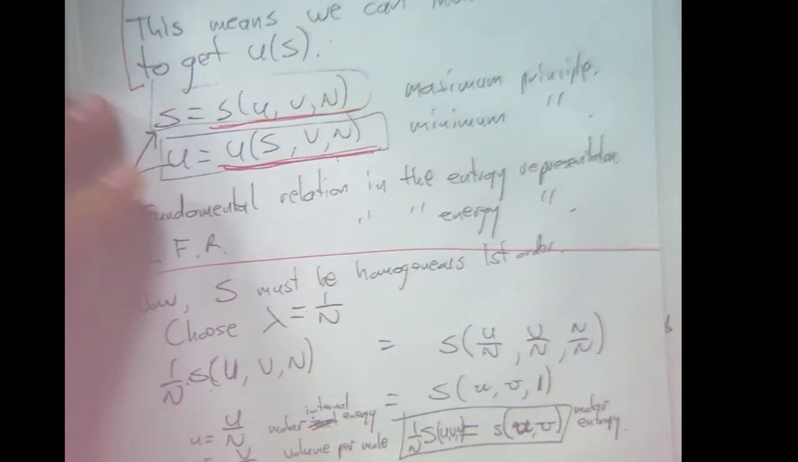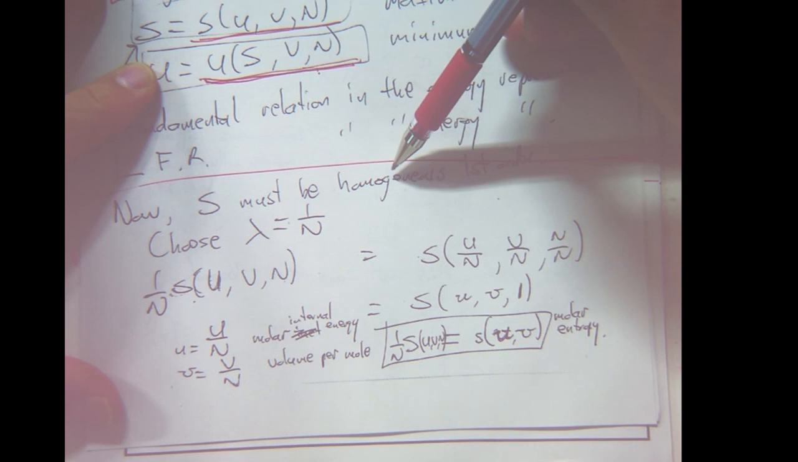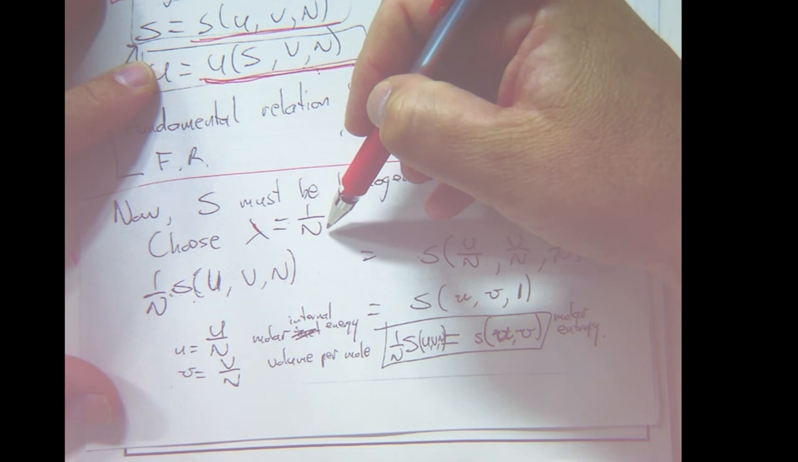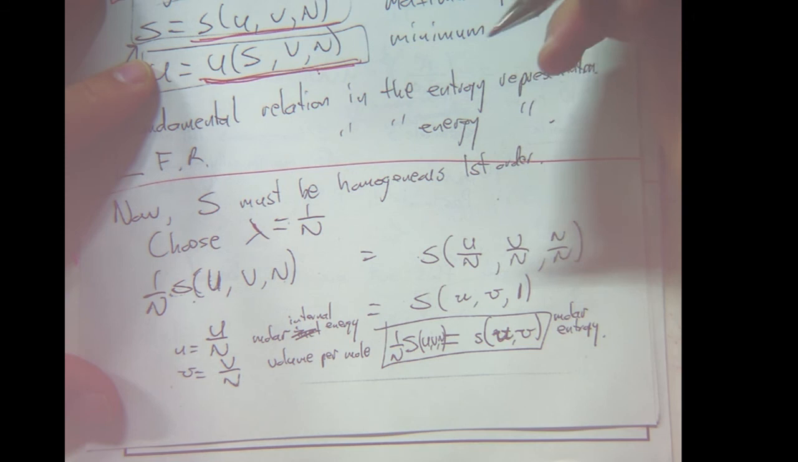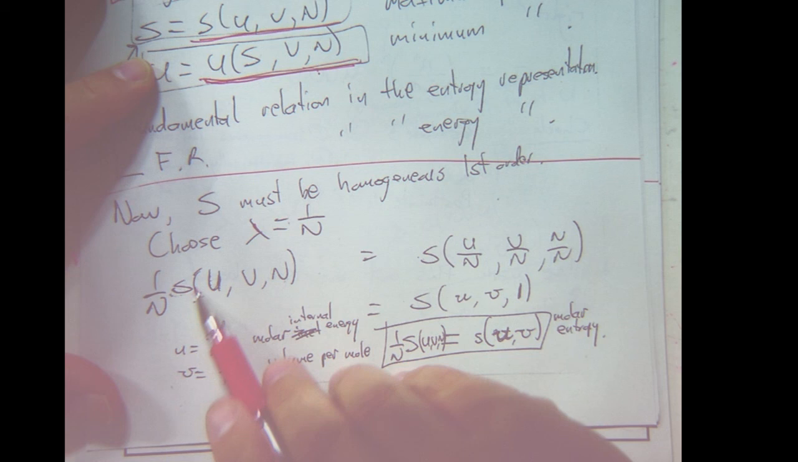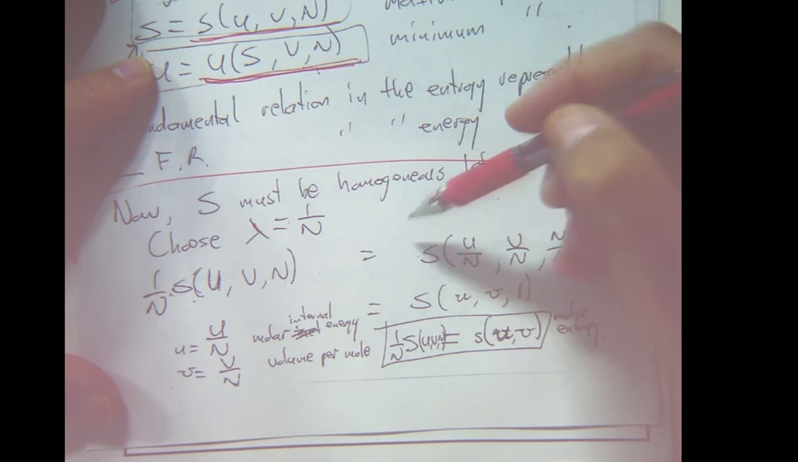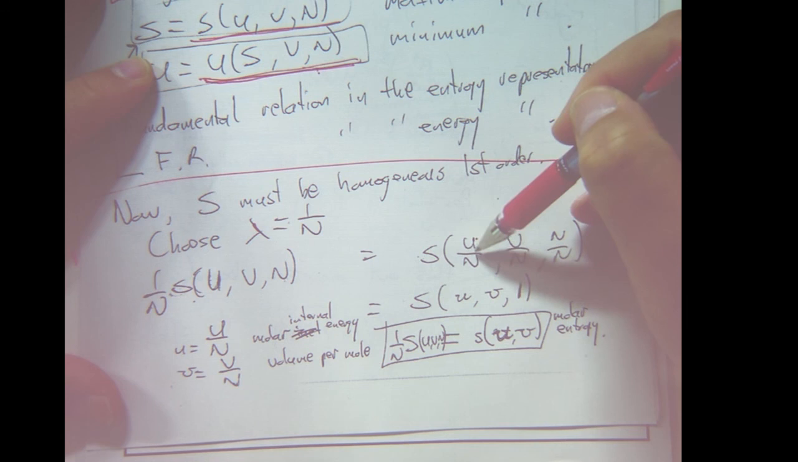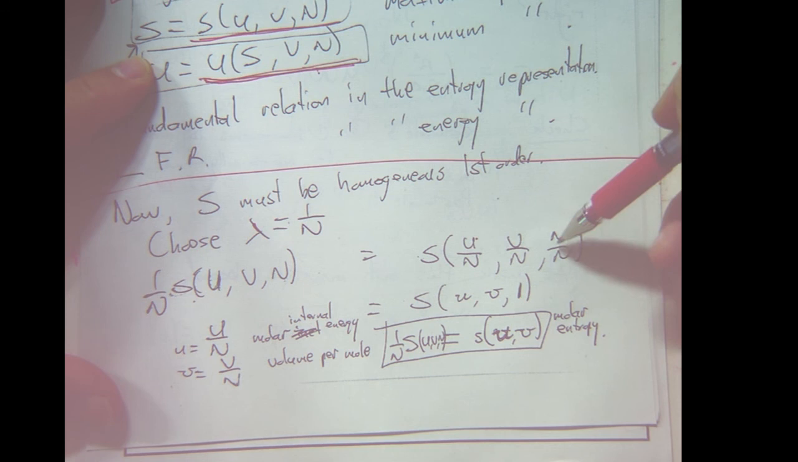Finally, since the entropy is homogeneous first order, let's choose the scaling factor to be 1 over the number of moles. You can scale it by any real number. So that means that 1 over n of the entropy of a single system must equal the entropy of the scaled extensive variables, where the scaling is 1 over n. So it's u over n, v over n, and n over n. Oh, but n over n is 1.